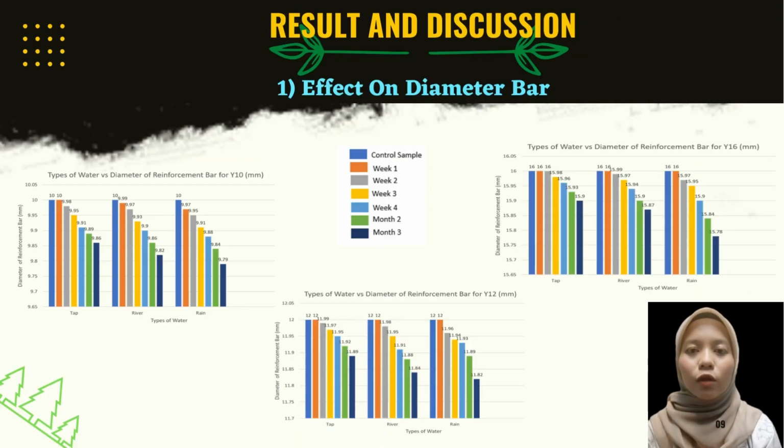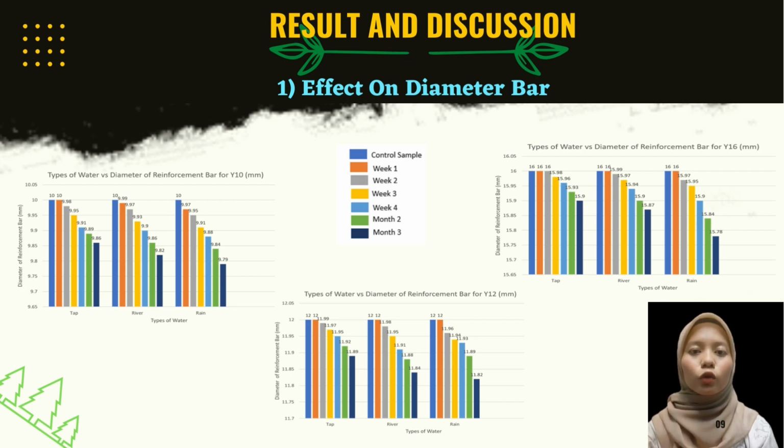Next, I will continue with the result and discussion. Firstly, I will show you the result that we get from the diameter of the bar. There are 3 graphs from 3 different diameters of bar, which are 10 mm, 12 mm and 16 mm. Based on these three graphs, what we can conclude is that the reading value decreases from immersion in week 1 until 3 months, which we can compare with the diameter of the control sample.